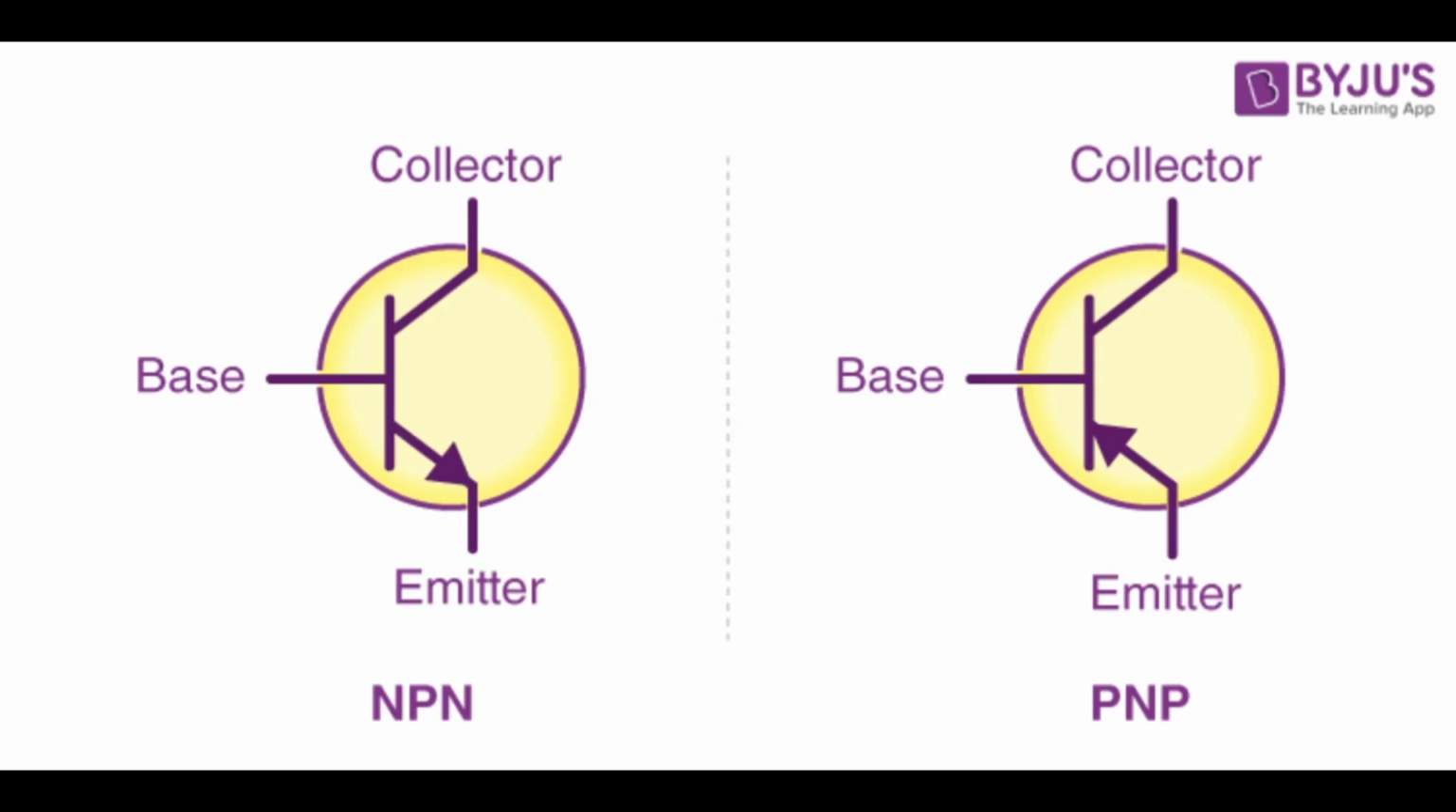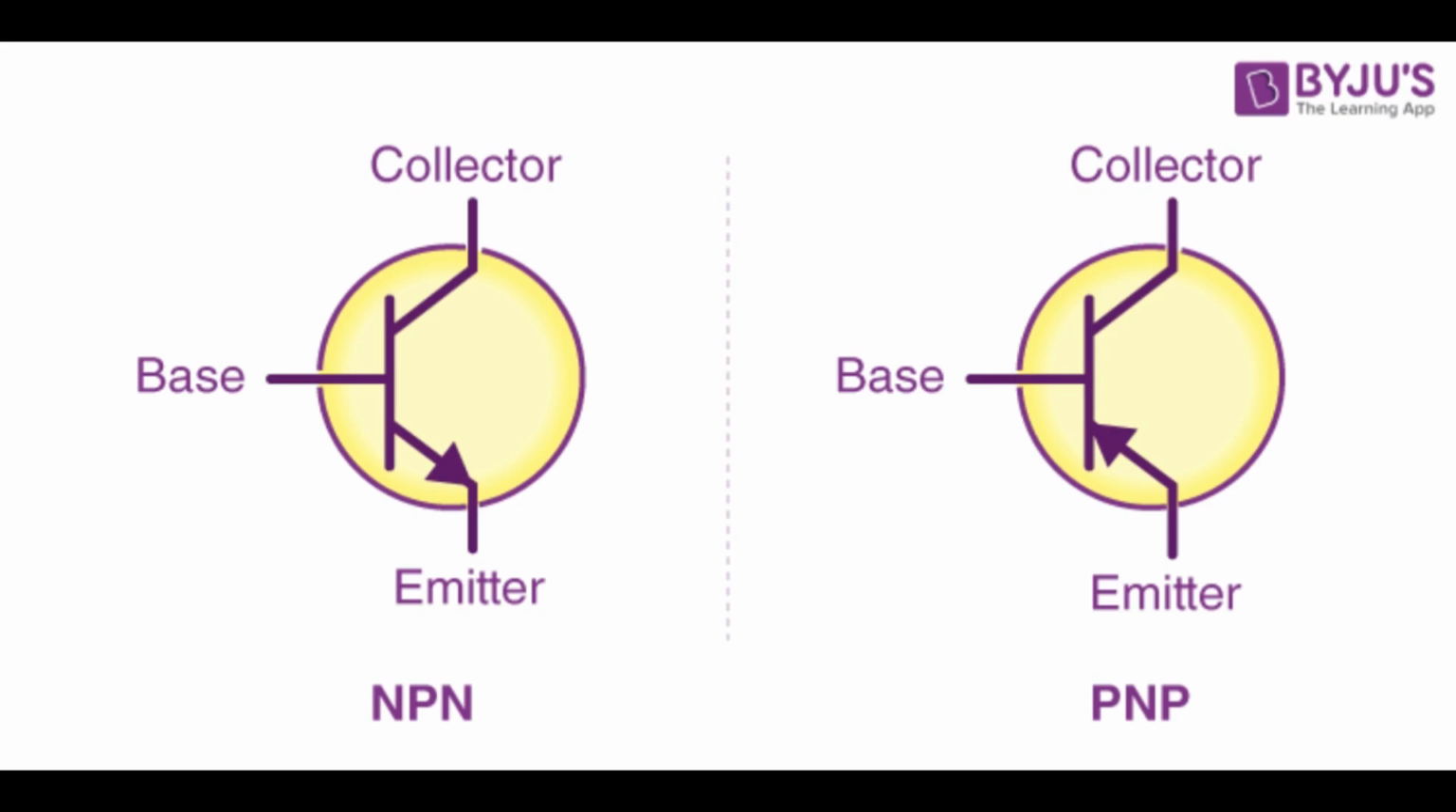What is a bipolar junction transistor, BJT, and how does it work? A bipolar junction transistor, BJT, is a type of transistor that uses both electrons and holes as charge carriers. It is a three-layer, three-terminal semiconductor device used for amplification and switching applications.